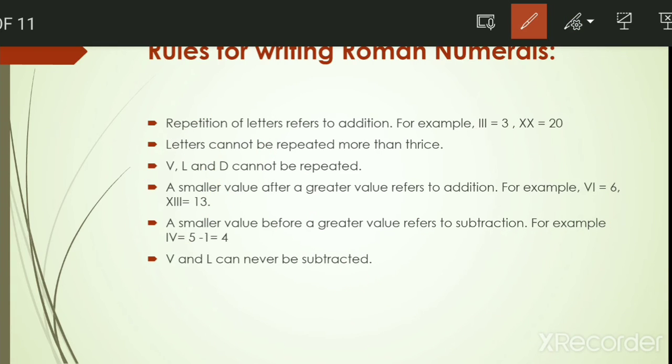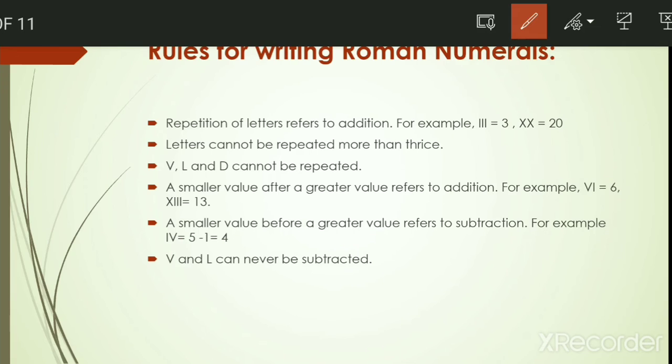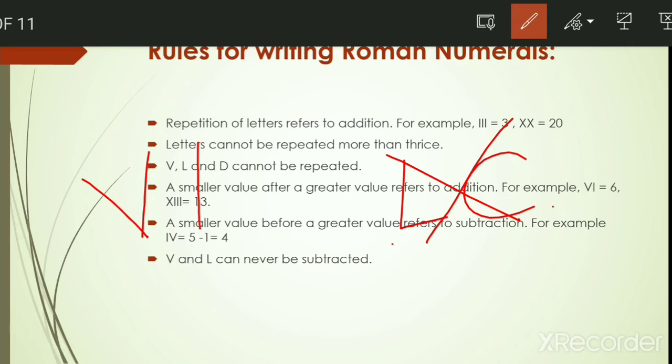Let's see the next rule, that is V and L can never be subtracted. It means you cannot subtract V and L from any other value. For example, you cannot write LC. You cannot write this because L cannot be subtracted from C. You cannot write VL, because V cannot be subtracted from L.